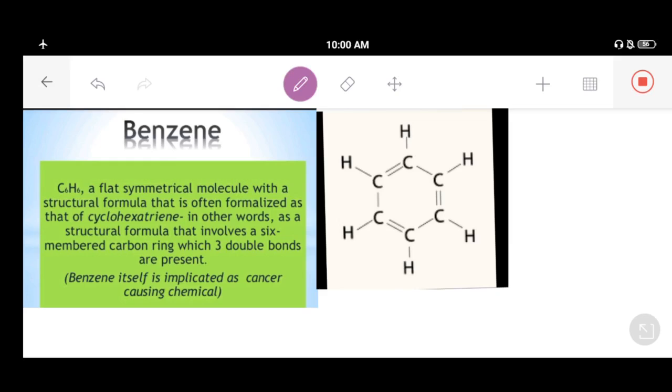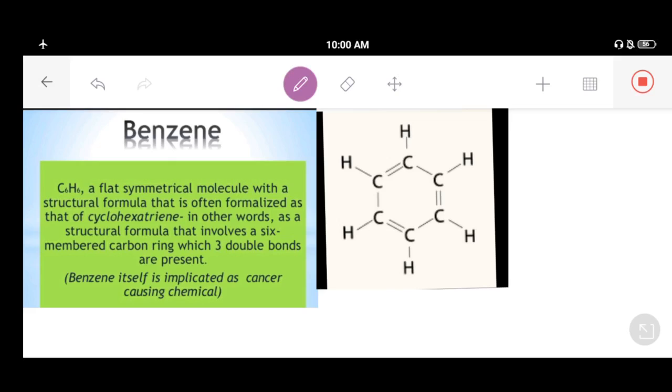Last time we were talking about cyclic hydrocarbons. Firstly, we discussed hydrocarbons and the types of hydrocarbons. We have two types of hydrocarbons: one is saturated, another is unsaturated. We discussed alkanes, we discussed alkenes, we discussed alkynes.